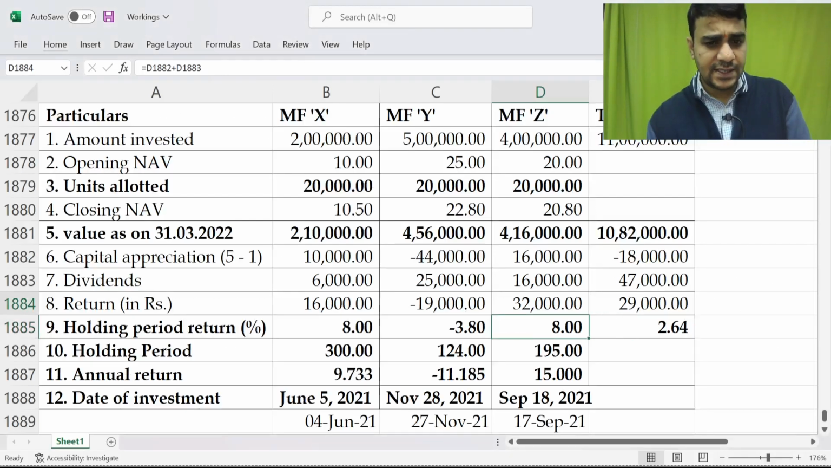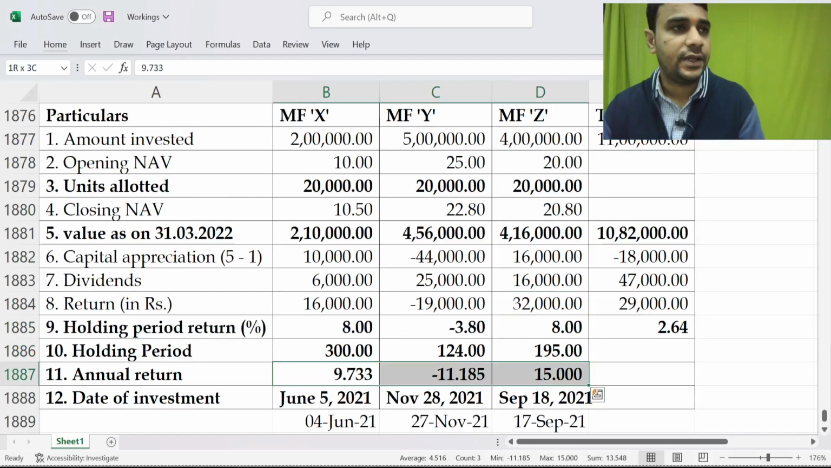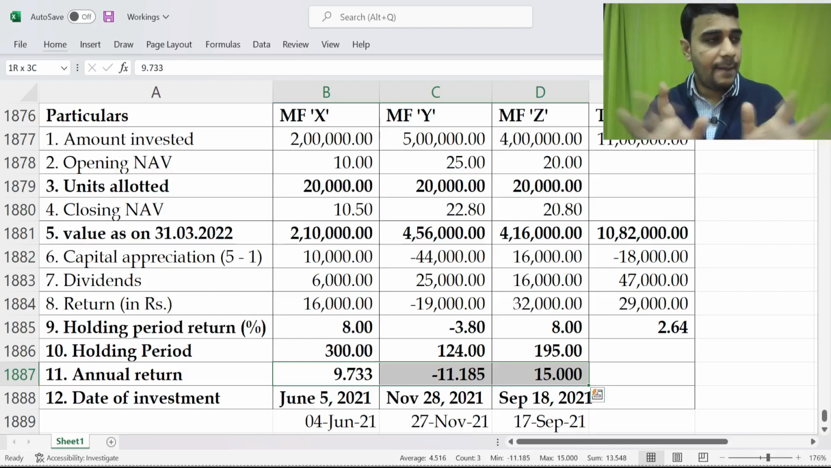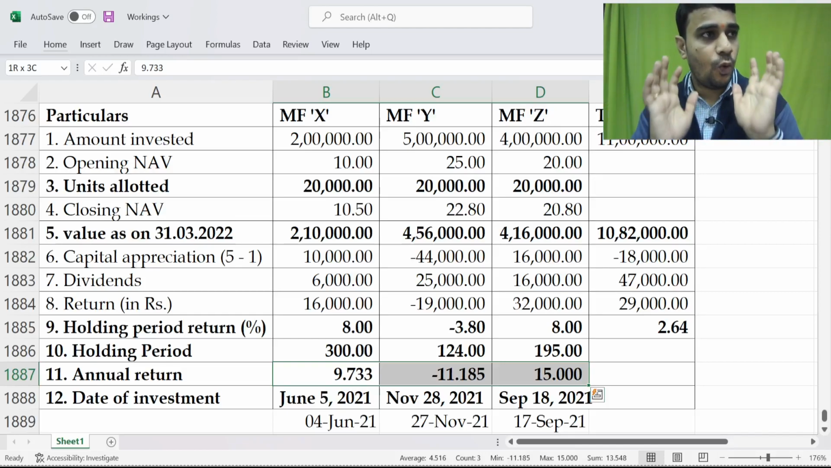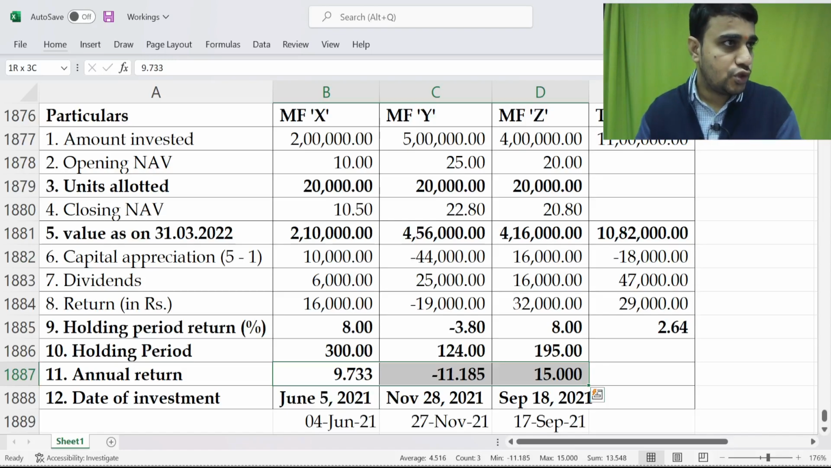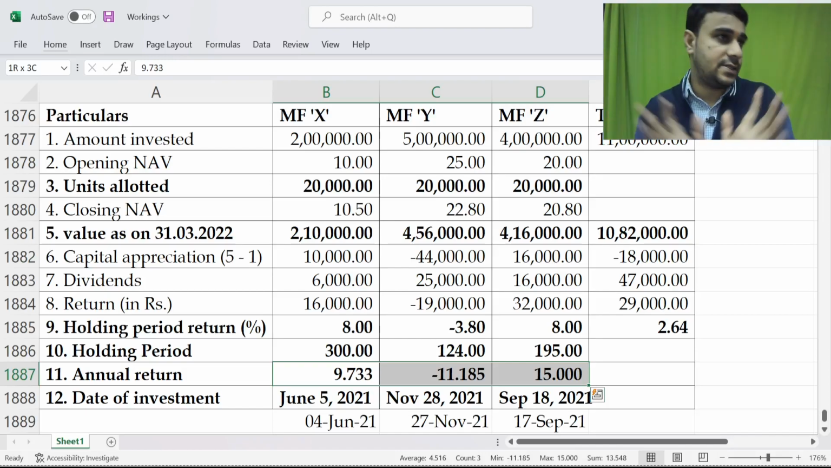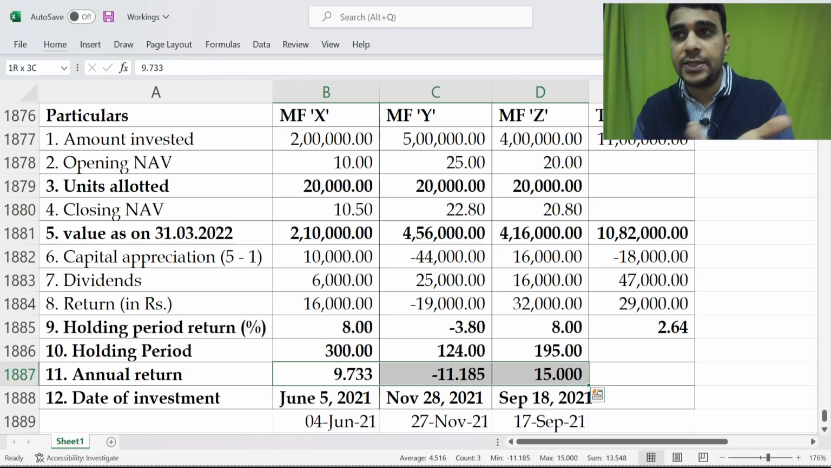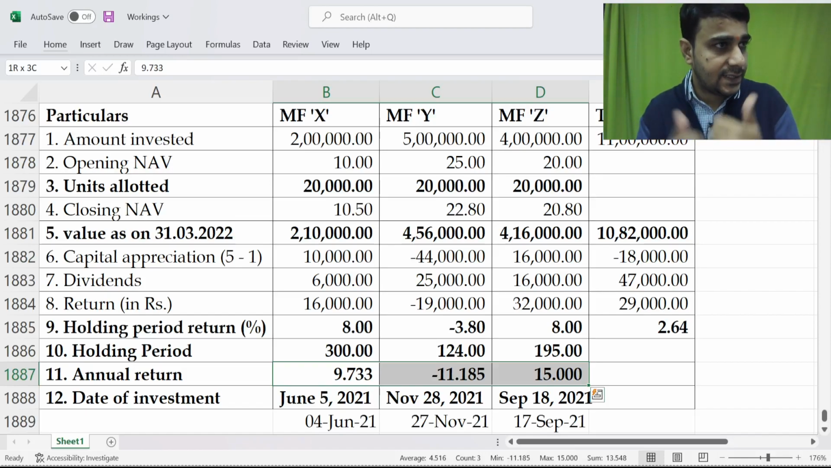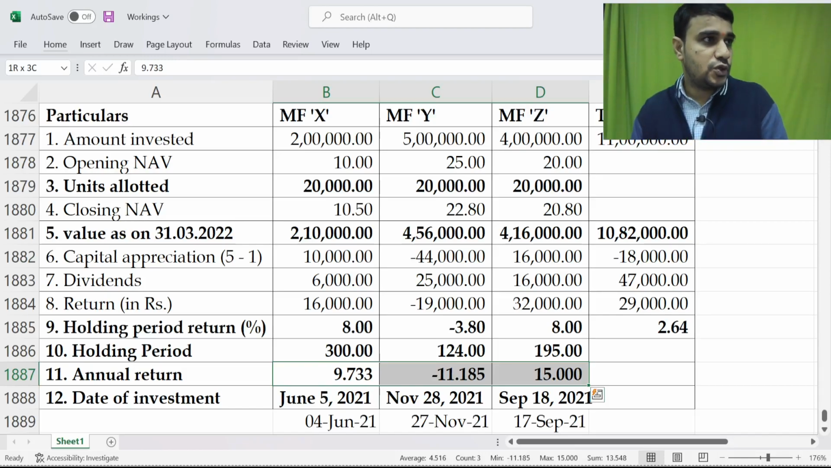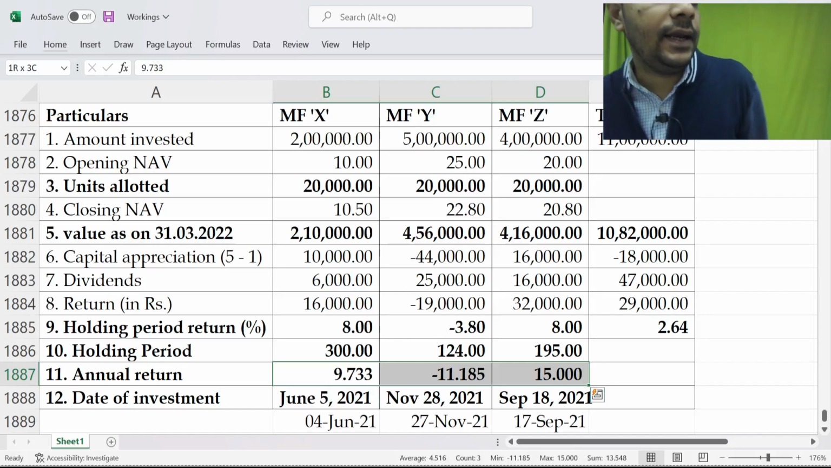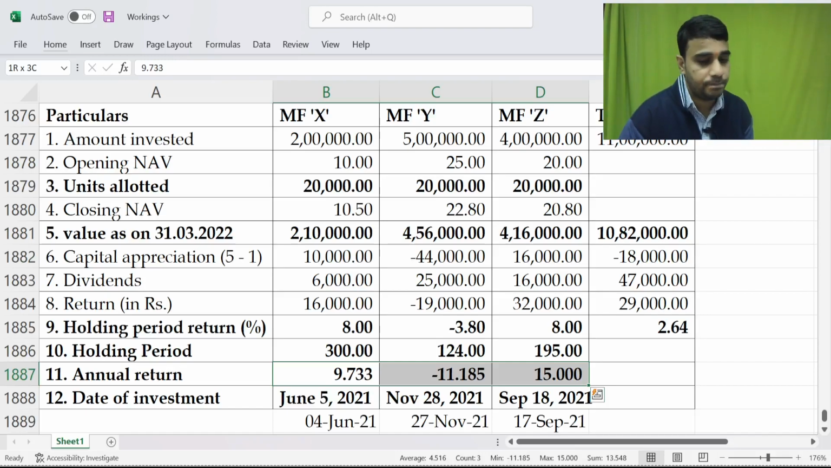Now listen. If the same performance is going to continue for the next year, I will sell MFX, sell MFY and hold only MFZ. Technically, I'll sell MFX, sell MFY, put that money in MFZ and earn 15% return. If I'm very sure that this is what is going to happen, let me liquidate mutual fund X, liquidate mutual fund Y and put the entire money in mutual fund Z. Clear? Any doubts on this? So I'm going to liquidate X, Y and put that money in MFZ. Any doubts on this part? Okay.